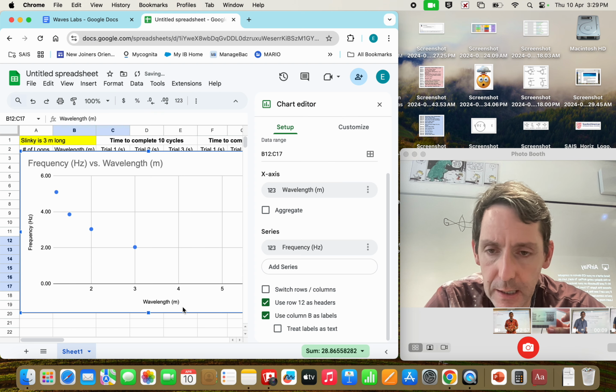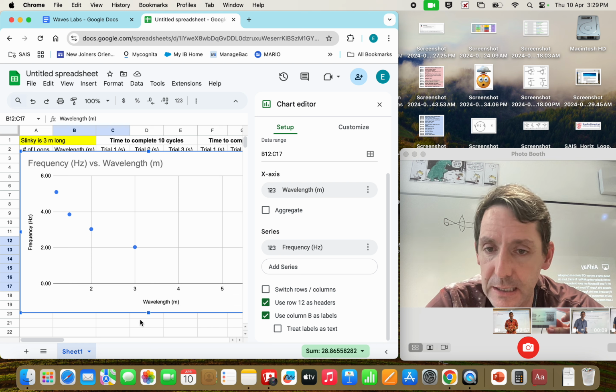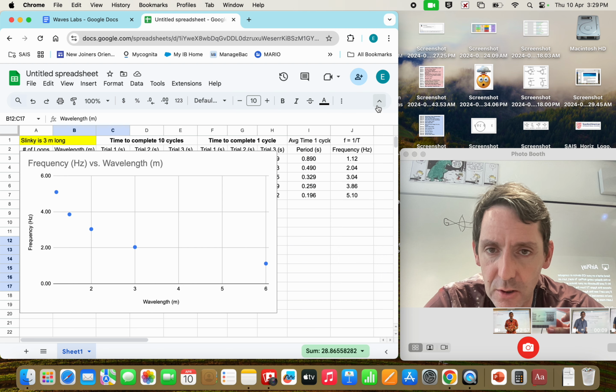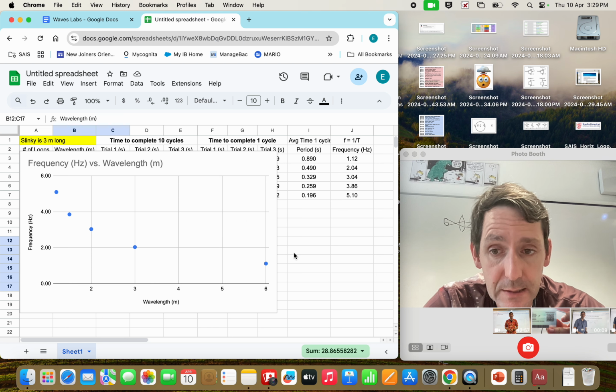And you'll see right here, it even put my units on there for me, wavelength in meters, frequency in hertz. Everything's spaced out kind of nice there. I'm going to go ahead and close this because I don't need it right now. And you'll see that I've got a very nice graph there. But you will also notice that my graph is not very linear.